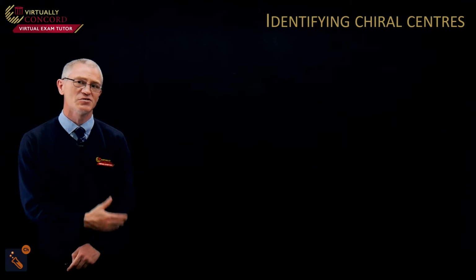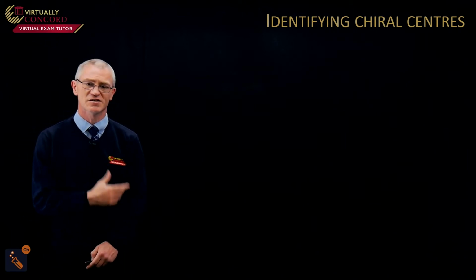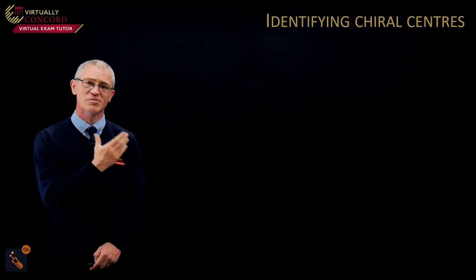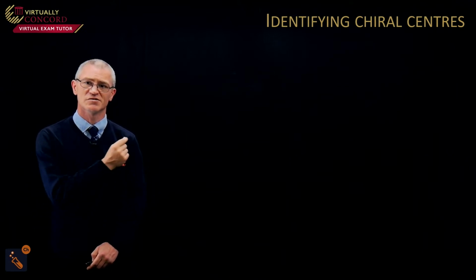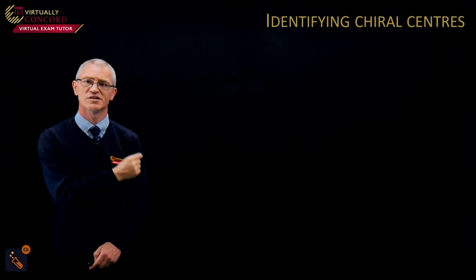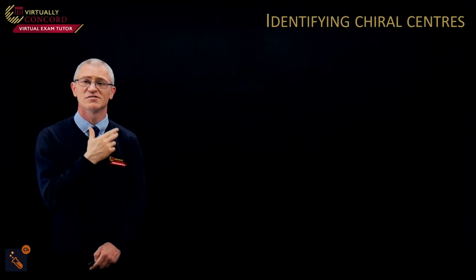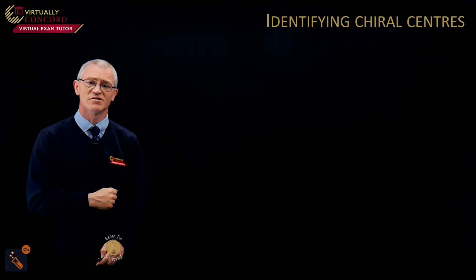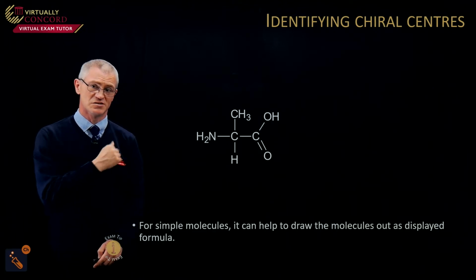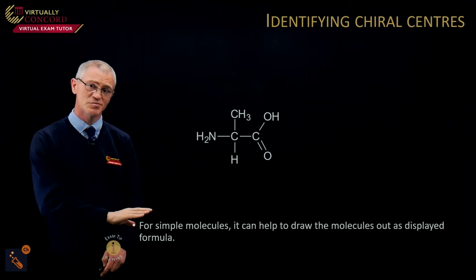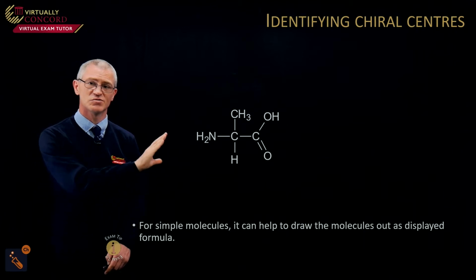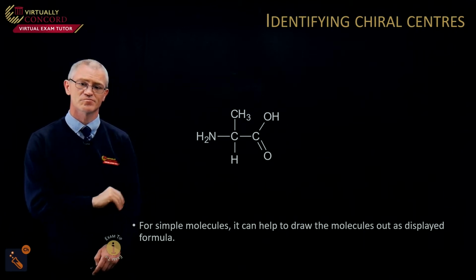So first of all, though, we need to talk about identifying the chiral centres. Now, the chiral centres have 4 different groups attached to them, and they must be carbon when it comes to organics. So a carbon centre with 4 different groups attached to it. So to identify the chiral centres, you have to look at the different groups. Now, our exam tip for this, and we'll use this as an example, is for simple molecules, draw the molecules out as displayed formula, which we've done here.